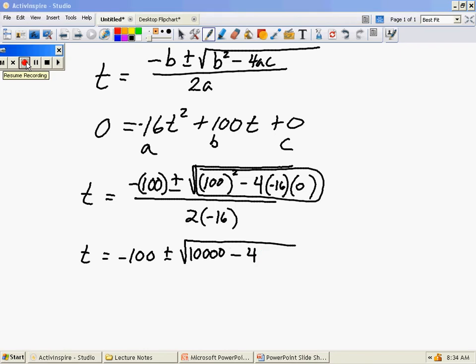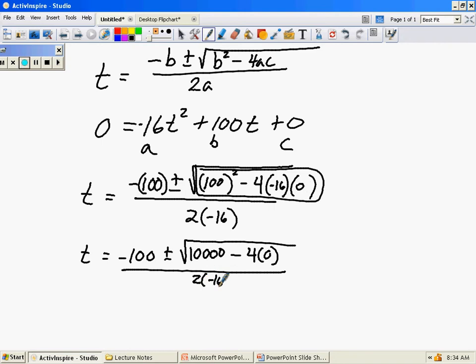All right. And so this 0 here, 0 times 16 will make this 0, right? 0 times negative 16 is 0. So now we have just minus 4 times 0. And 4 times 0 is also 0. So we can just ignore that. It just becomes 0, right? So now what we have left is negative 100 plus or minus the square root of 10,000 over 2 times negative 16. Let's go ahead and clean up this last part down here.